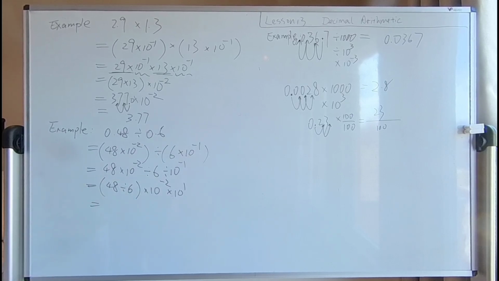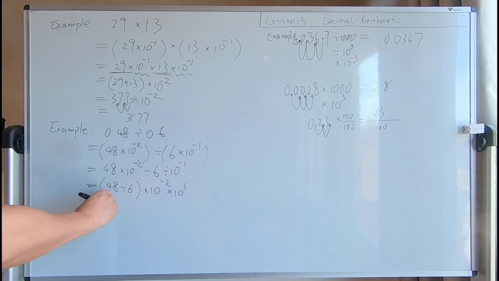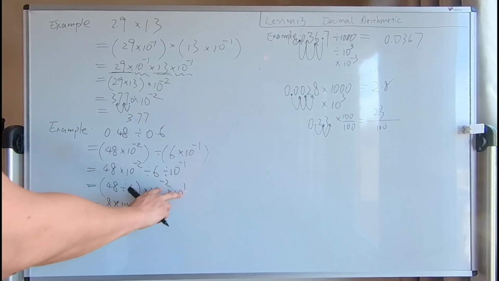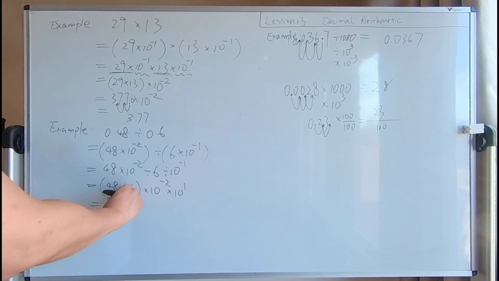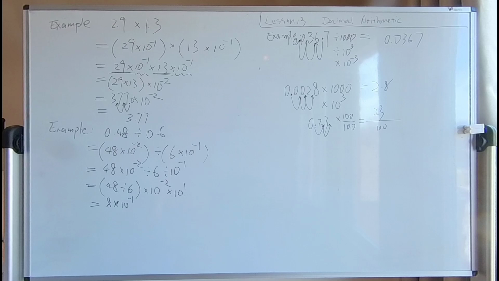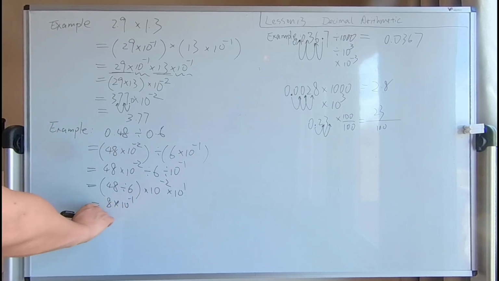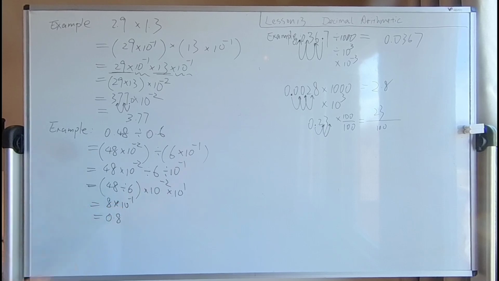Okay, so then 48 divided by 6 is 8. And these two combine together under the same base, so it's minus 2 plus 1, which is minus 1. So it's 8 times 10 to the power of minus 1, and that's essentially just 0.8. Okay, now we can use another way to verify these results.